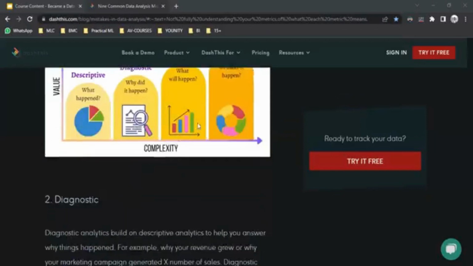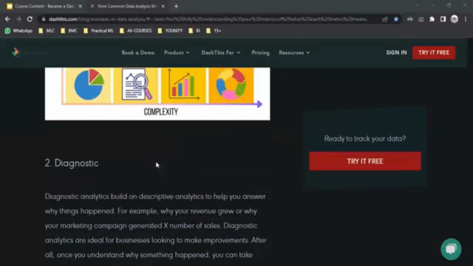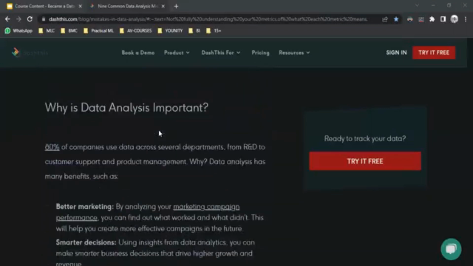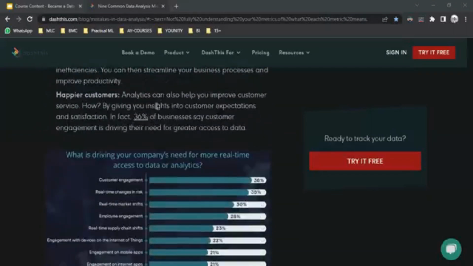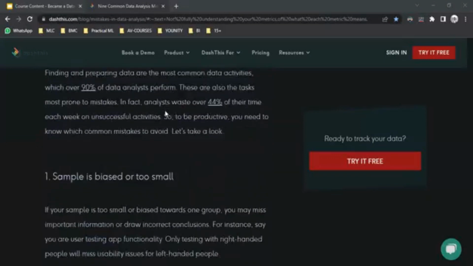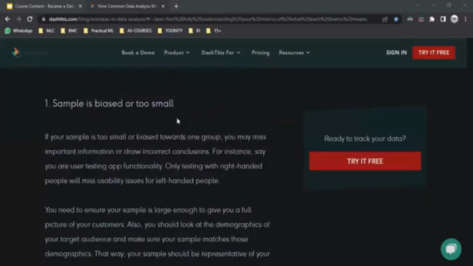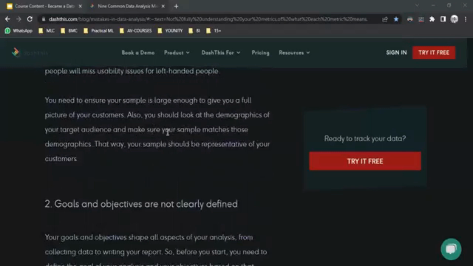Also, a few people make some mistakes with diagnostic and prescriptive analytics in the data. I'm on the page of dashthis.com, where they explain the common mistakes people are making nowadays. First and foremost, the sample is biased or too small. You have a raw data set consisting of very few observations. In that case, the insights you get may fall into constraints or may not satisfy your end user.